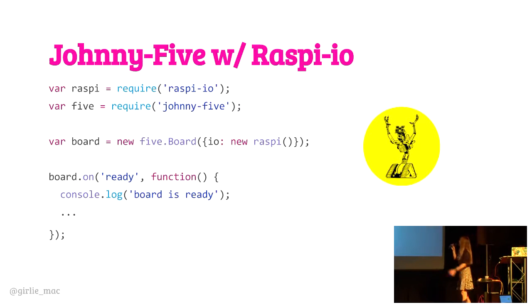Anyways, first you instantiate this board object, board here. When board is ready, so when the ready event is triggered, you do stuff. It's that simple. Johnny 5 is created high level and super easy to use. So this is really how you get started.